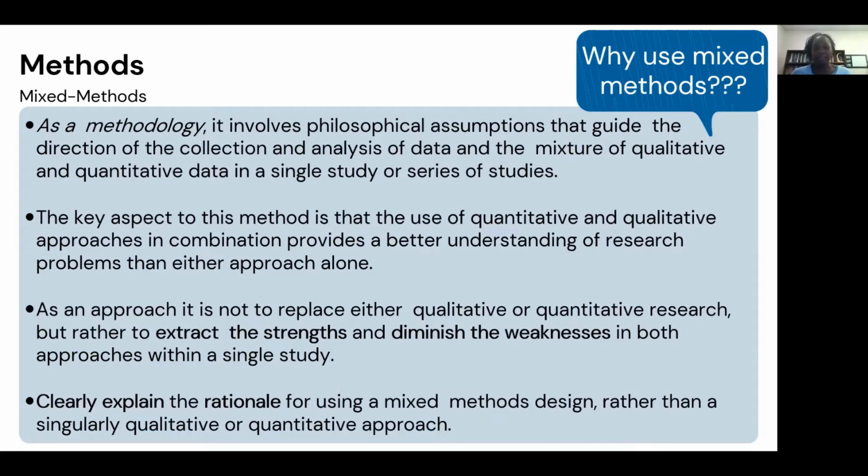So again, I want to reiterate that you are taking these common tools, quantitative and qualitative, and using both to extract the strengths of each technique and diminish the weaknesses within a single study. You want to make sure that you clearly explain the rationale for using a mixed methods design rather than just saying, I did survey research that is qualitative in nature, but I also used quantitative data. So how do I actually integrate both of these techniques to find out what we're trying to study?